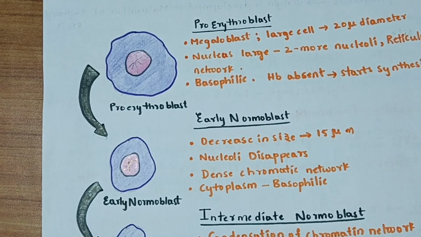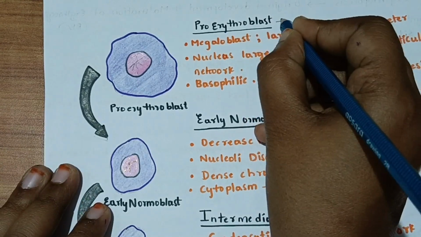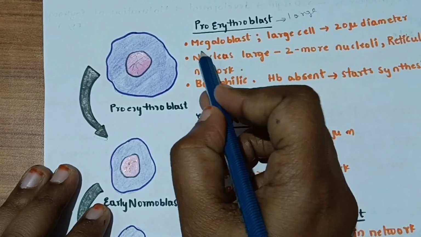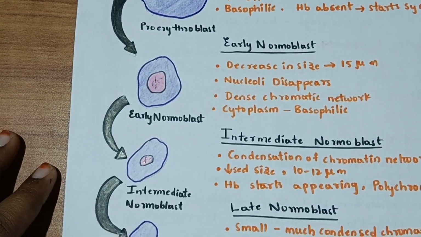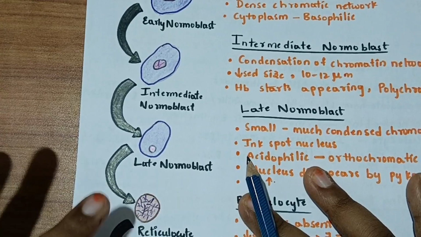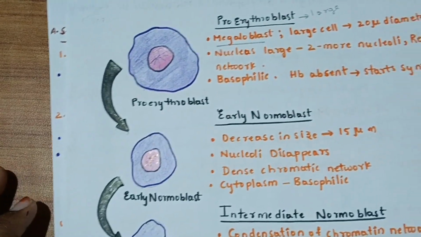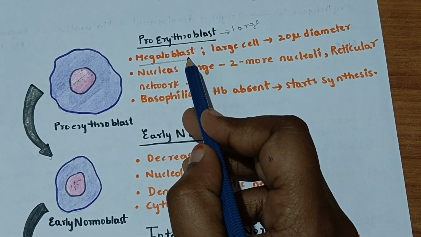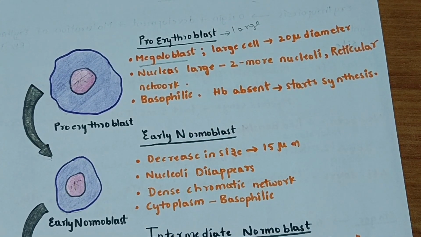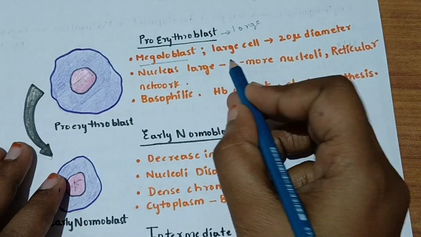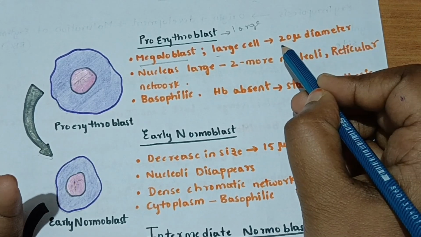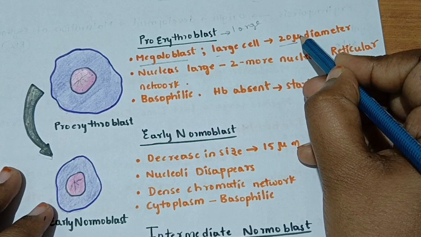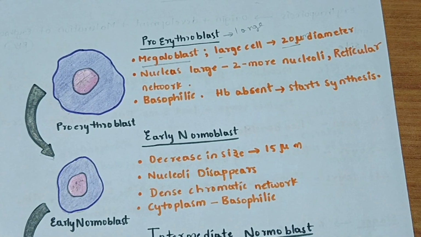erythropoiesis. So the first stage is proerythroblast. It is the largest in size. Hence, it is known as what? Megaloblast. It is the largest. See, this is the proerythroblast, early normoblast, intermediate normoblast, late normoblast, and the reticulocyte, finally reaching what? Mature RBC. So the megaloblast is the largest cell compared to all other stages. The diameter is from 20 to 25 micrometers.